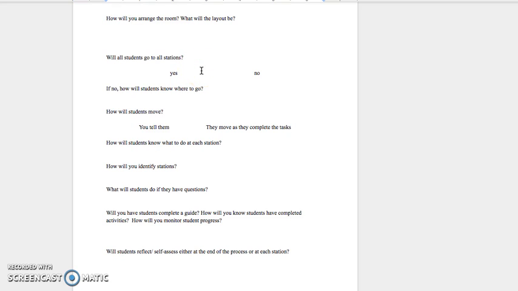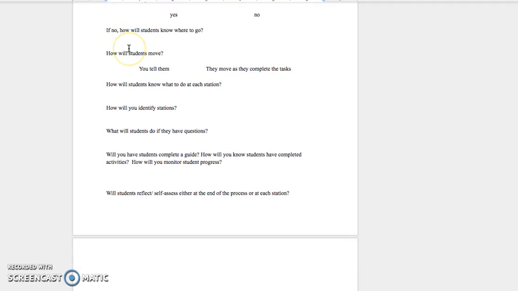Sometimes I set up more stations than are needed. For example, I have a rotation day where there are 8 stations, but students only need to go to 4 of them. So I set them on a path, and then sometimes there's student choice, or sometimes I tell them where to go for all of their stations.